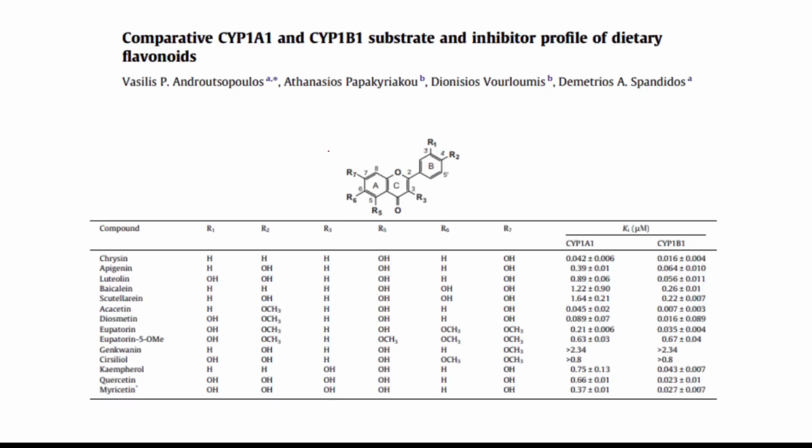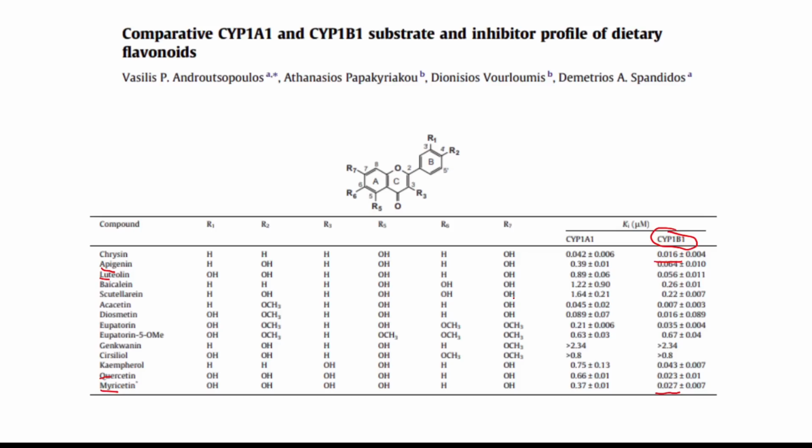Here's another study looking at these polyphenols. And so these polyphenols, apigenin and luteolin here, are pretty common. Quercetin and myricetin. I've talked about myricetin in former videos. When you see very low numbers here, like 0.027 or 0.016, that means these things are pretty good at inhibiting CYP1B1. And so a lot of these dietary polyphenols are also good at blocking the aryl hydrocarbon receptor and reducing this CYP1B1.